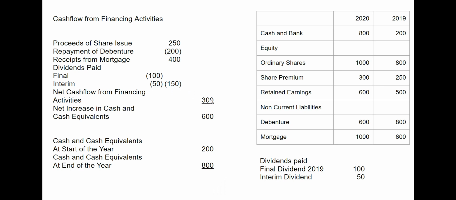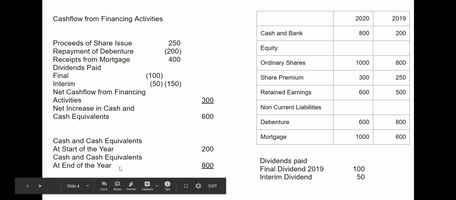So overall, the net cash flow from the financing activities is a positive 300. And that will be added on to the net cash flow from the operating activities and the net cash flow from the investing activities to give an overall net increase in cash and cash equivalents. And in this case, it's 600.